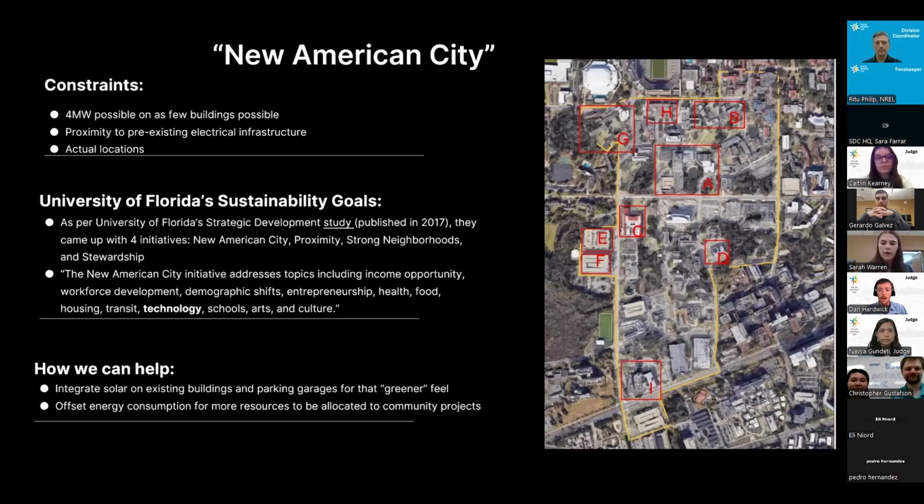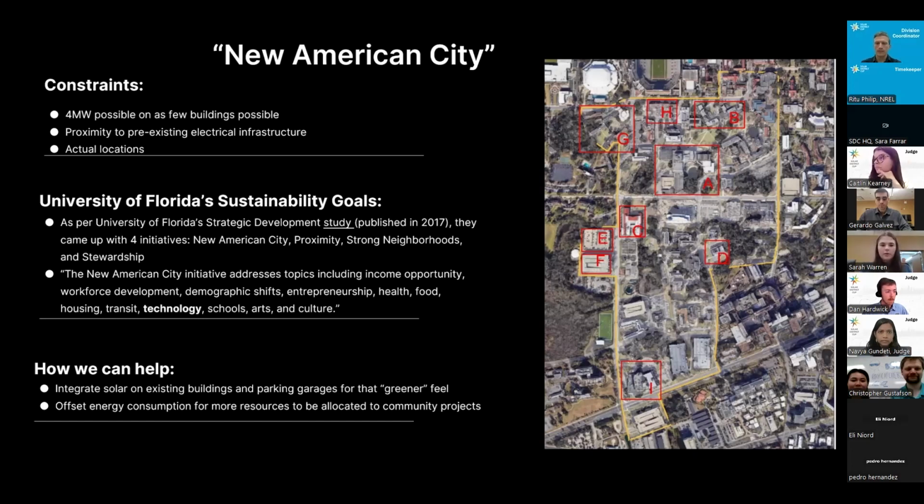So we had to come up with an understanding of the district use case at hand. On the right, you will see our proposed system locations, and we have labeled those A through I. There are 9 systems total with 12 arrays on top of all these buildings. So to understand the constraints, we had to look over what we were given. We understood that there was 4 megawatts possible on as few buildings as possible for financial reasons. We had to be wary of the proximity to pre-existing electrical infrastructure like meters, as well as understanding actual locations, so ground mount or rooftop or single pole mounted.